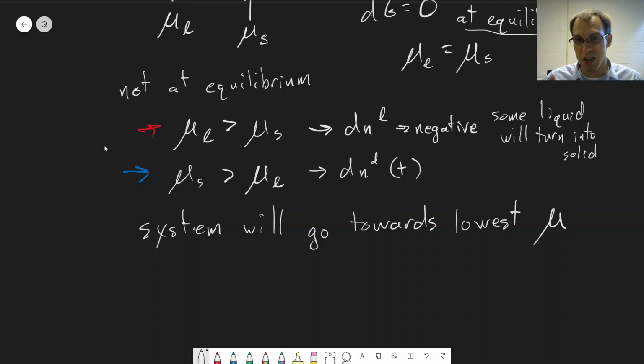We can use this idea of changing number of moles to look at reactions. That's when we get to reaction equilibria. Or if we're thinking about two-component systems or anything else, right? We're thinking about what's happening with chemical potential as we make changes to the system, and then the system will react in such a way as to go towards whatever has the lowest value of chemical potential.